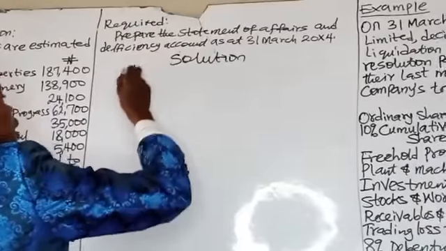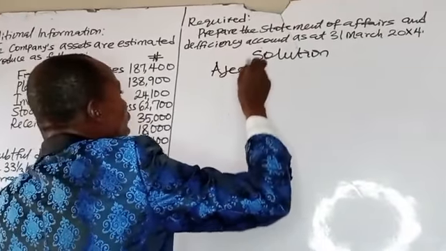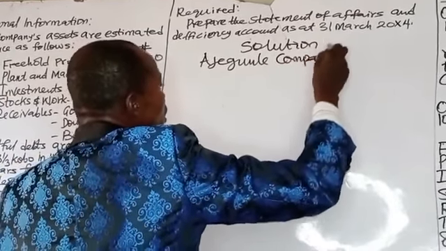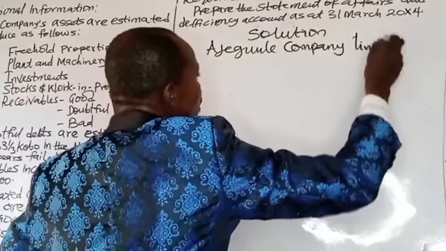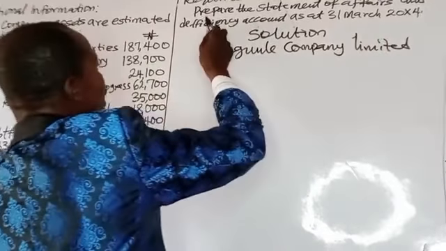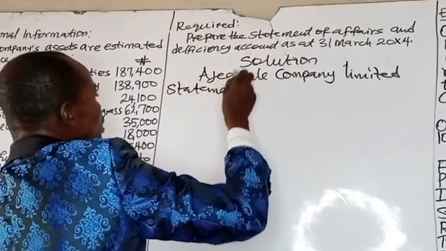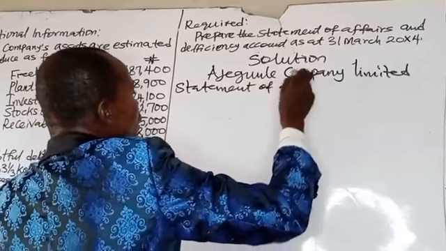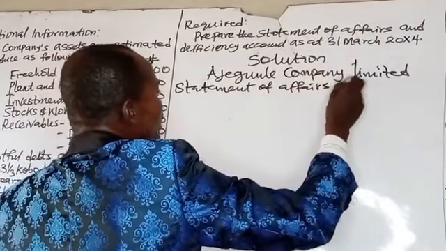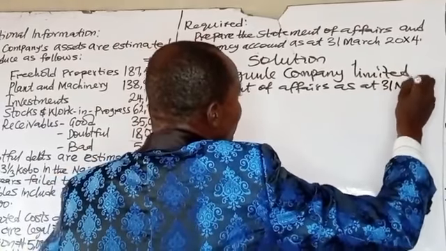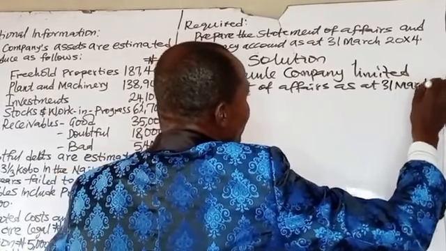So you write Adegunle Company Limited. You are to prepare the statement of affairs. So we have statement of affairs as at 31st March 20X4.